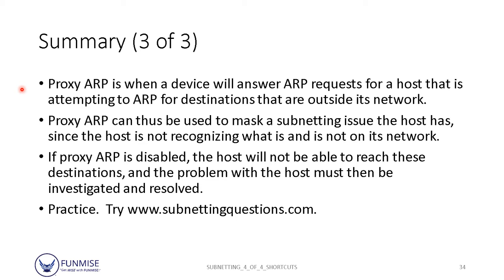Proxy ARP is what is used when a device will answer ARP requests for a host that is sent to ARP for destinations that are outside its network. Proxy ARP can thus be used to mask a subnetting issue the host has, since the host is not recognizing what is and is not on its network. If proxy ARP is disabled, the host will not be able to reach these destinations, and the problem with the host must then be investigated and resolved.